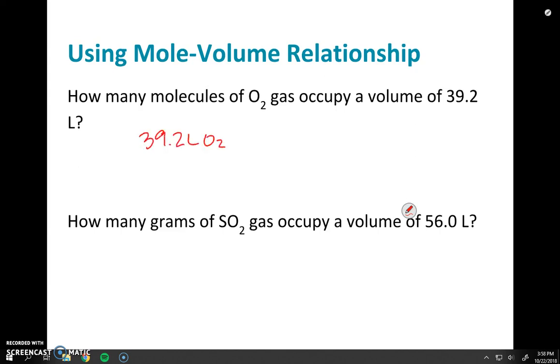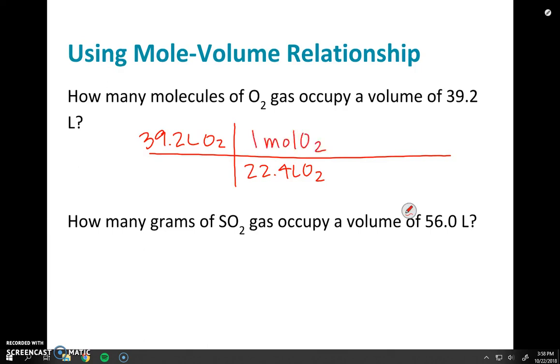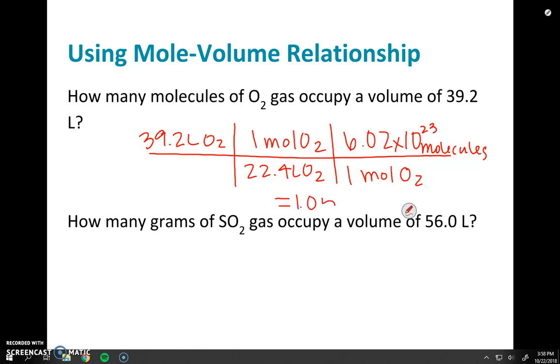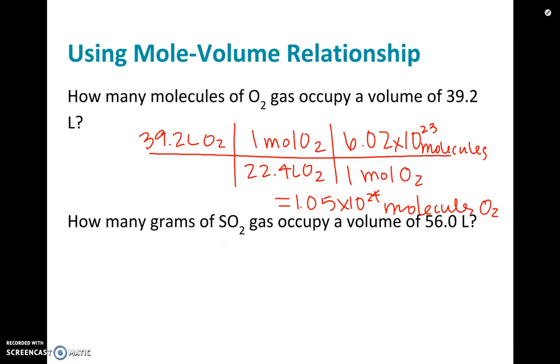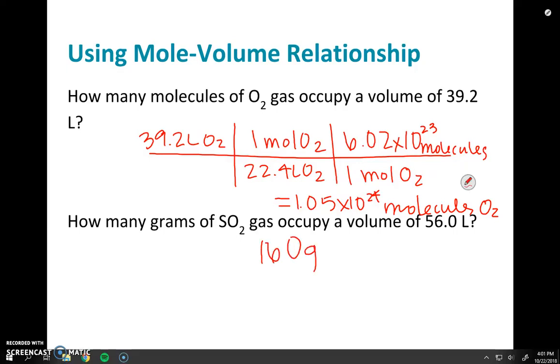39.2 liters of oxygen, 22.4 liters of oxygen in 1 mole of oxygen, and in 1 mole of oxygen there's 6.02 times 10 to the 23rd molecules. So you end up with 1.05 times 10 to the 24 molecules of O2. All right, so I don't have time to go through the second problem because of this recording, but the answer is 160 grams.